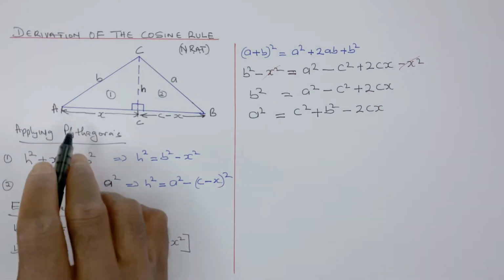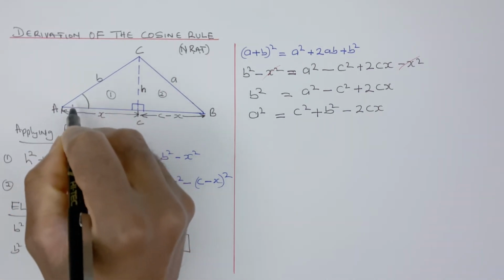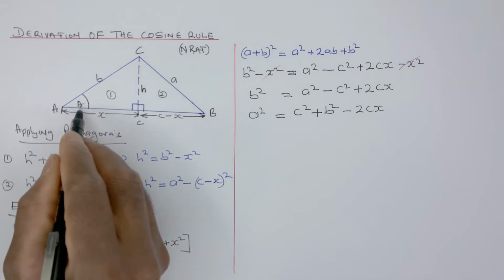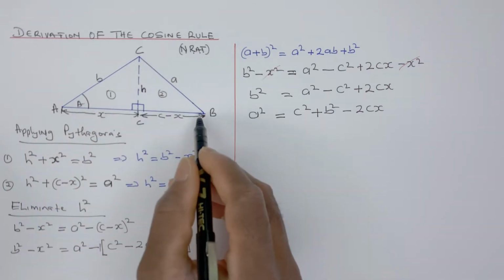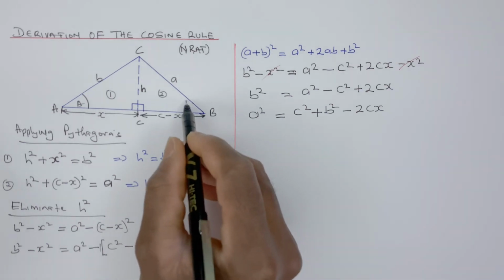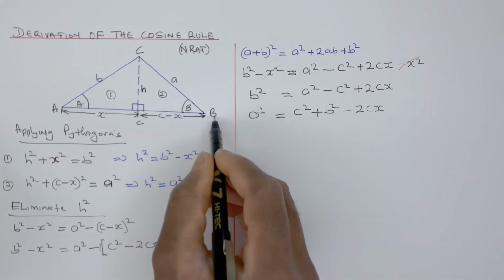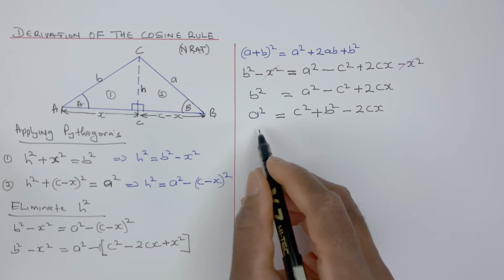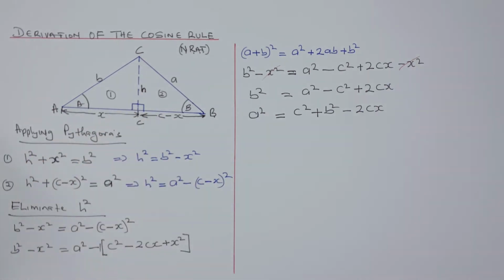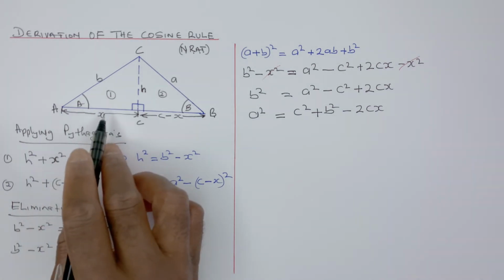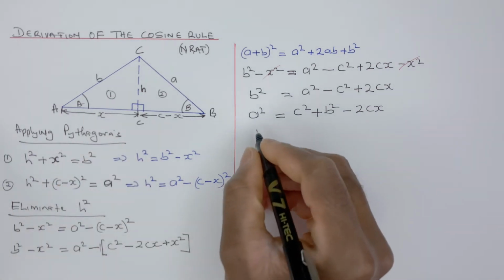So I'm going to find the angle here. This angle is actually capital A. That's why we label that A. That angle is capital C. That's why we label that C. And this angle is capital B. That's why we label that B. So to find the angle A, using the SOHCAHTOA, I'm using the cos.